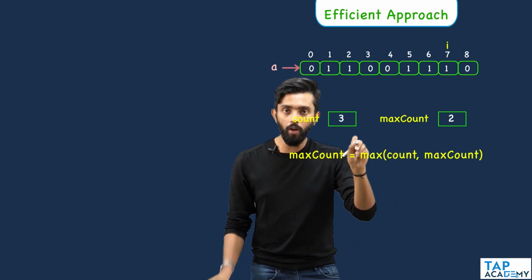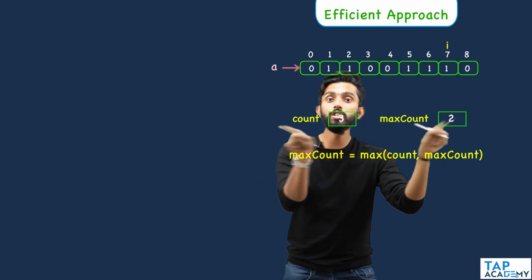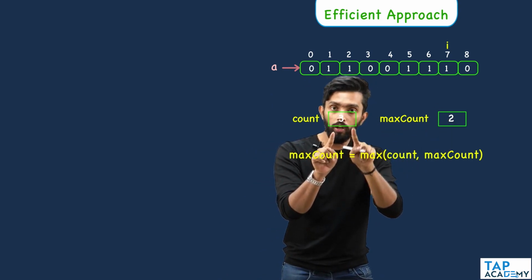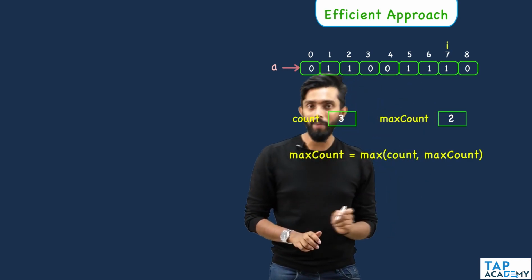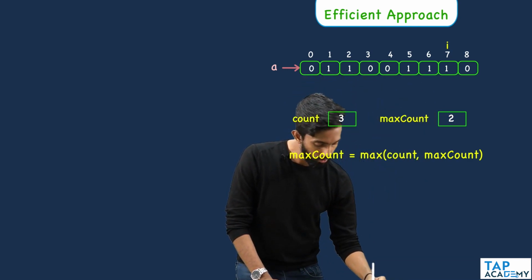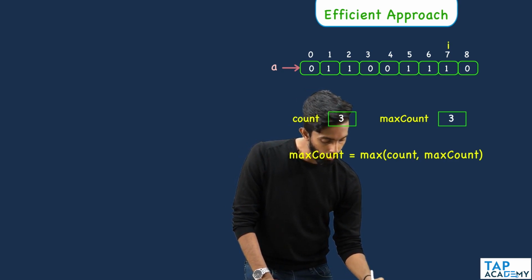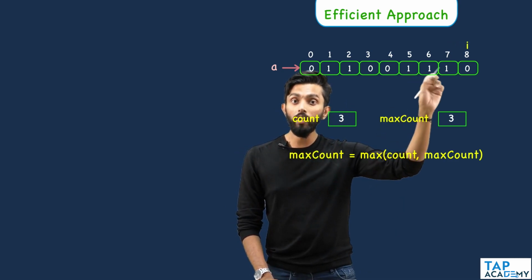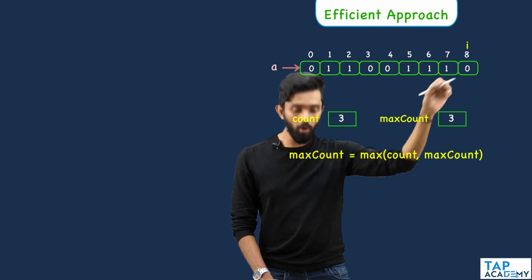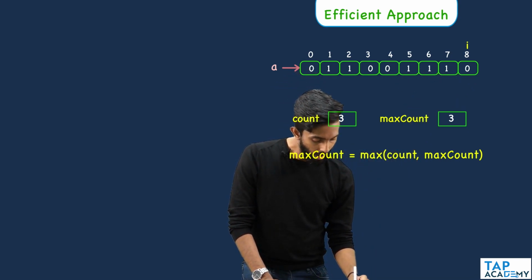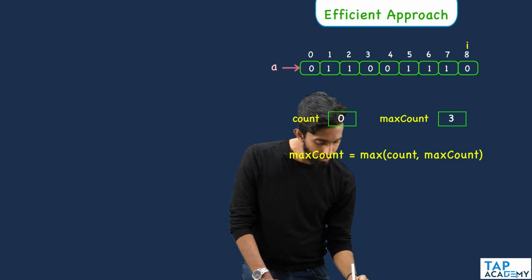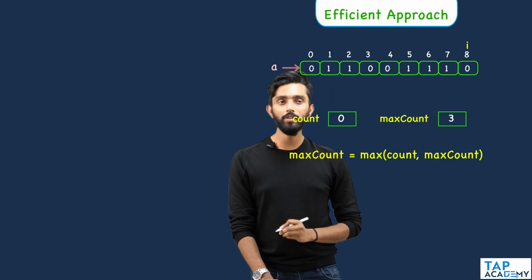The moment you increment count, check count and max count, which is greater? Count, which means that value will become max count. And hence, max count is going to become 3. Next, I moves forward. Is I 0? Yes. When I is 0, always go and make your count as 0. Hope you are able to understand.